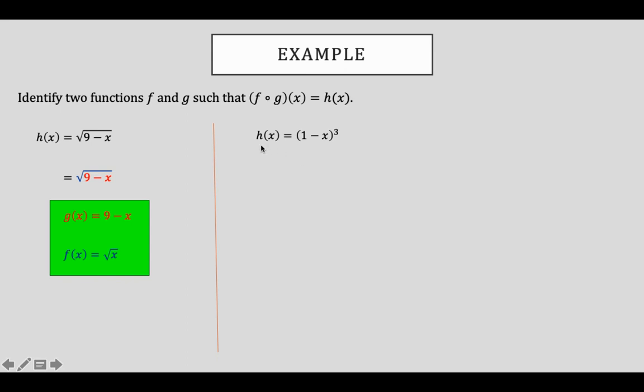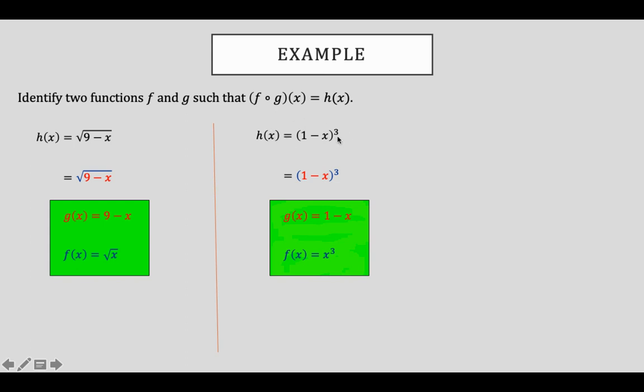Let's look at this one. h of x is equal to (1 minus x) cubed. Well, what's my inside function here? We have this linear function 1 minus x, and that linear function is inside of a cubic function. So we could say that the inside function is g of x is equal to 1 minus x, and that is all being cubed, being plugged into the function f of x is equal to x cubed. Notice that if we took the composition f of g of x, we would end up with this guy right here.